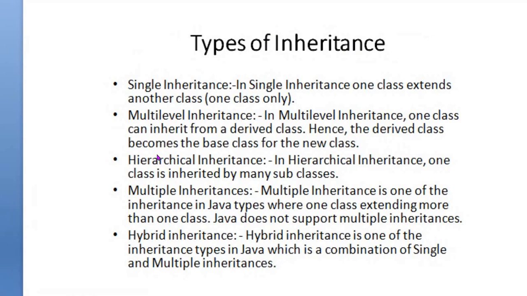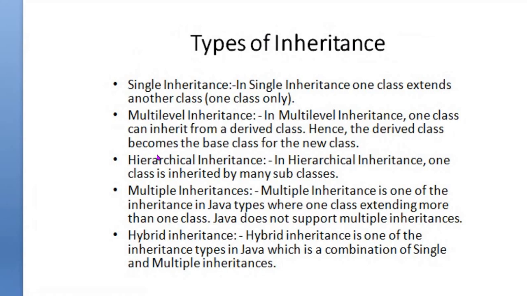Then multi-level inheritance. In multi-level inheritance, one class can inherit from a derived class, hence the derived class becomes the base class for the new class. Then hierarchical inheritance. In hierarchical inheritance, one class is inherited by many subclasses, just like a branch.